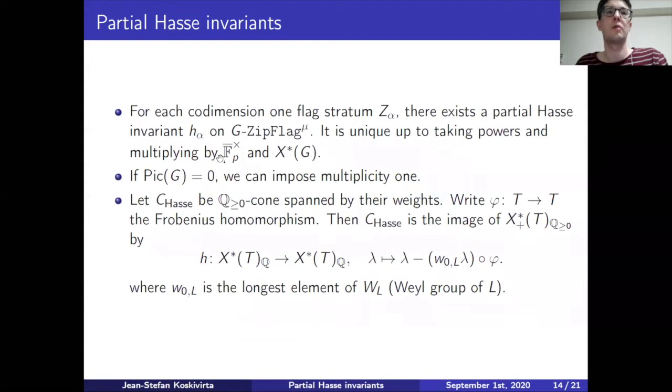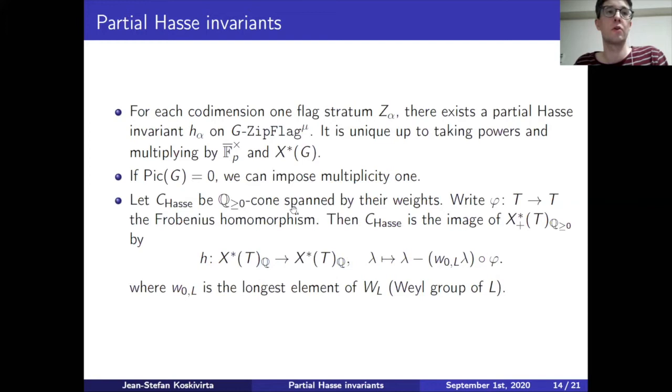And also we can multiply by a non-vanishing function, which in this case is a character of G, a non-vanishing function on this stack. It's the same thing, up to scalar. Okay, and furthermore, we may want to have multiplicity one. We have some section that vanishes with multiplicity one. So it is possible if we assume that the Picard group of G is trivial. Then in this case we can have multiplicity one. Let's define the Hasse cone C_Hasse to be the cone spanned over the non-negative rationals by the weights of these partial Hasse invariants. And so this is completely well-defined. It doesn't depend on anything.